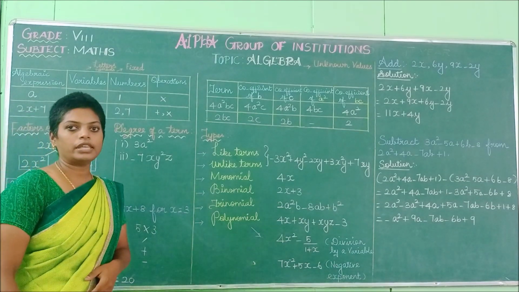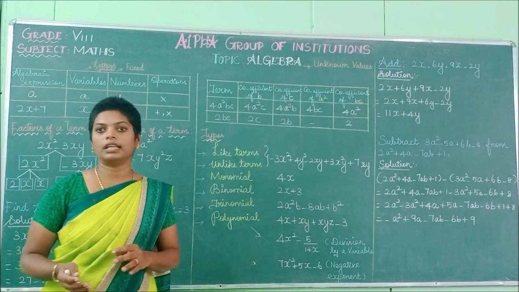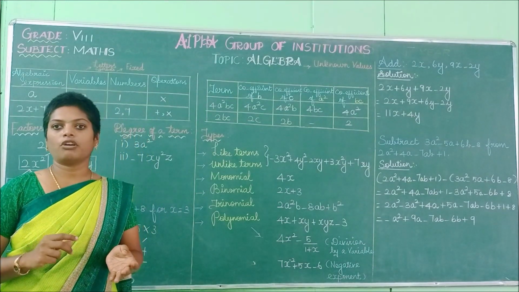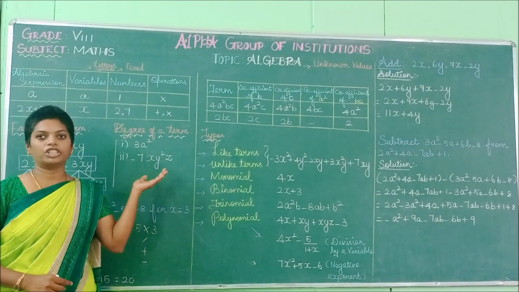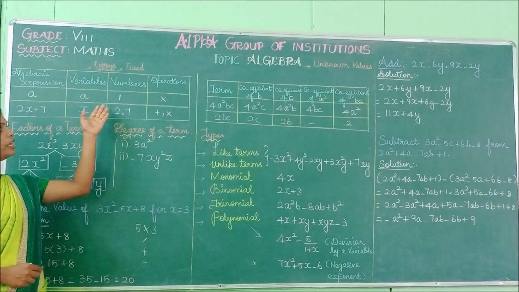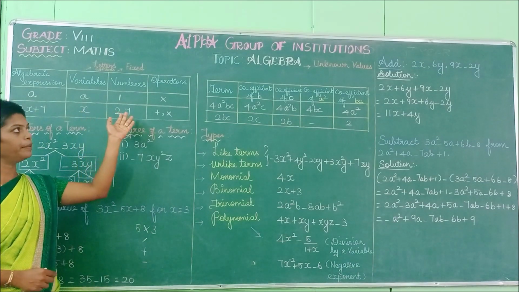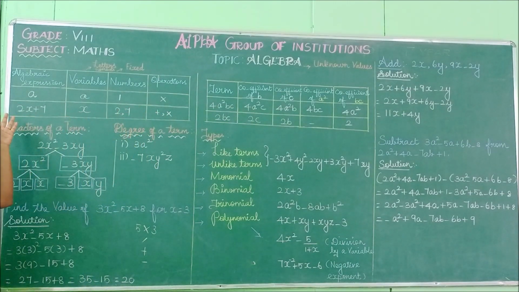Next we are going to see the main one, algebraic expression. Algebraic expression is nothing but a combination of variable, number and one or more operations. Look at the example given here. I am taking A. You have to find what is the variable, what is the number and what operation is used here.